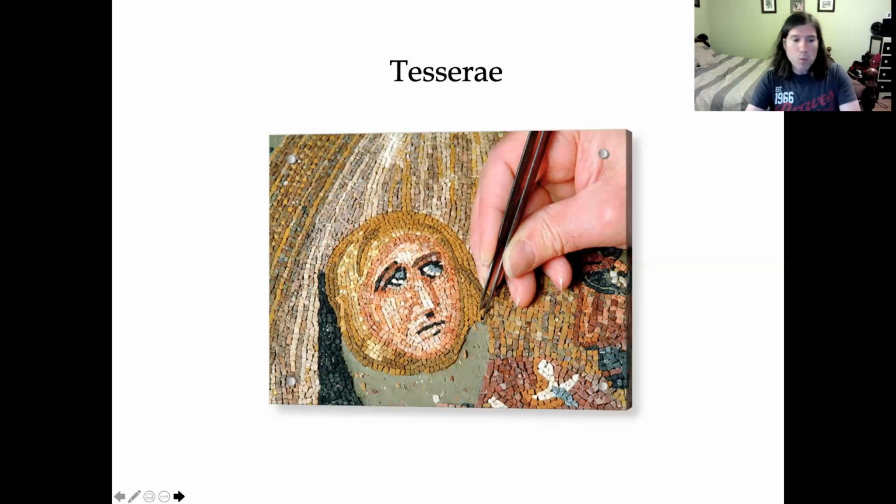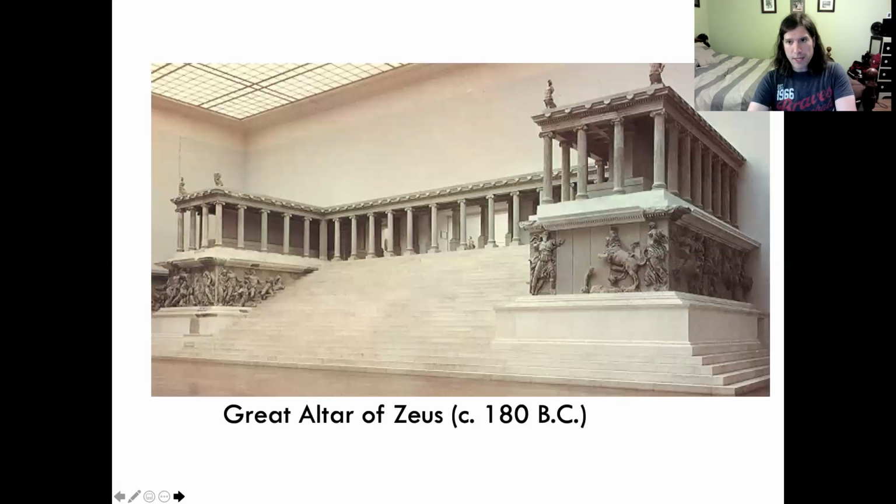So we'll just be looking at one work of architecture and sculpture, and that is the Great Altar of Zeus in Pergamon, which is in Western Asia Minor, what is today Western Turkey. This was considered one of the wonders of the ancient world. So this is a very famous work of art. It's possibly what is referred to in Revelation 2:13 as Satan's throne.